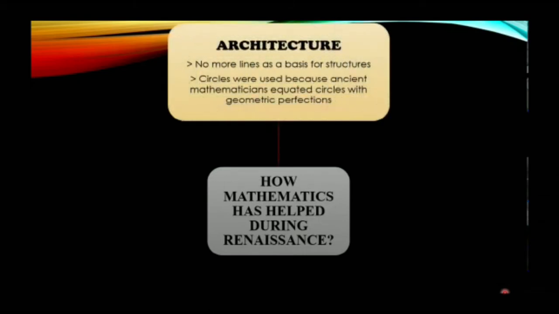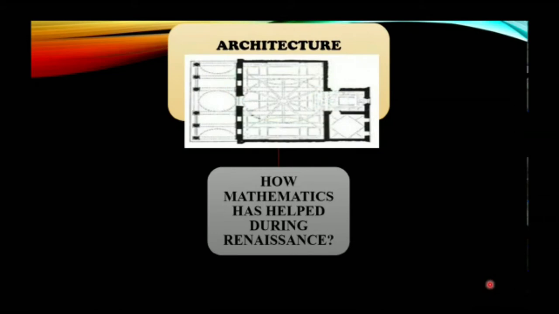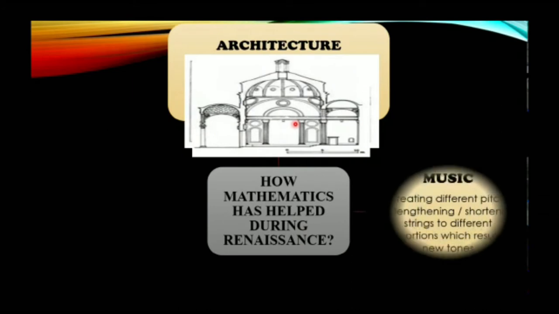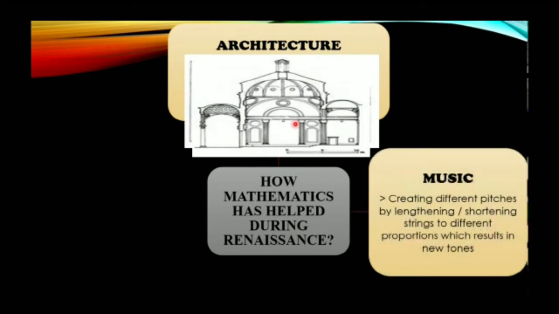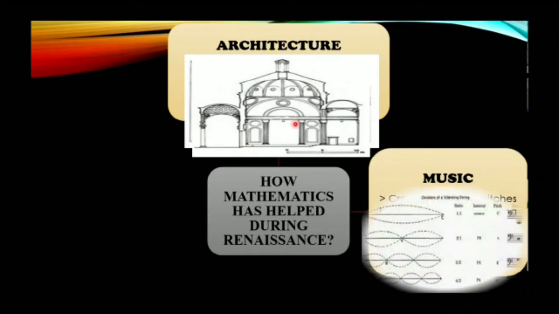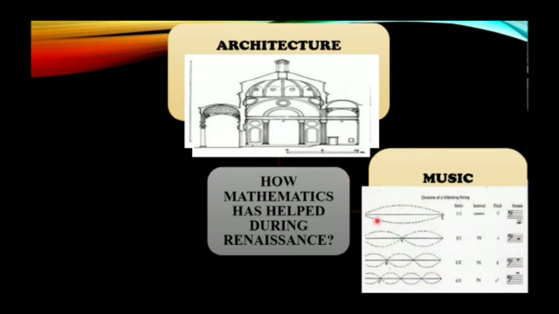So let's move forward. How mathematics helped during the Renaissance. Their contribution was first to architecture. They did not use lines, they started to use circles for the structures that they built, as you can see here. You can see the circles here. Secondly, they helped in music, how they created and modified the length of strings to give us new tones. As you can see here, this is the origin, and they modified the length to give us new tones.